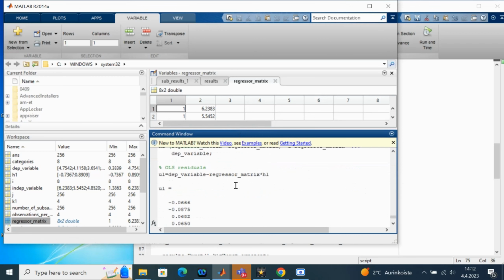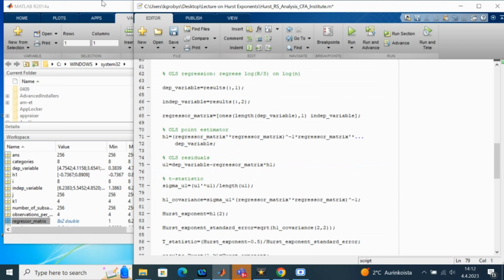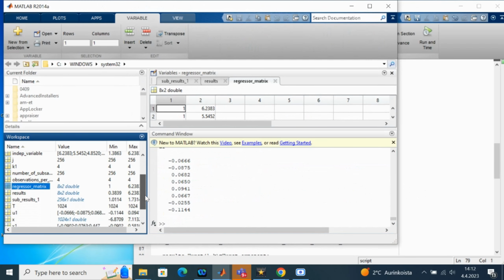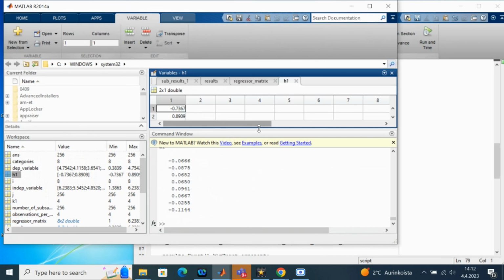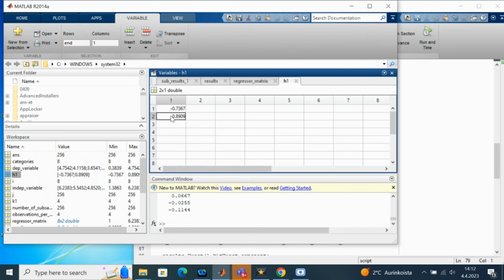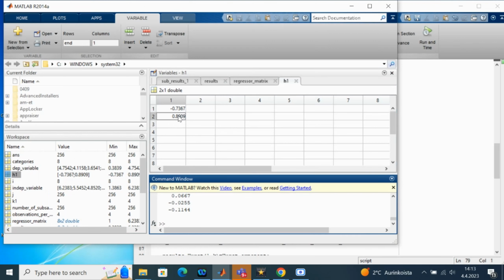So our point estimator H1, let's see. Here we have it. It's the second element, right? Because the first element is simply the regression intercept, and that's not relevant for us. So we want to know what's the Hurst exponent. And we see obviously here the Hurst exponent is 0.89. And this is an interesting thing.